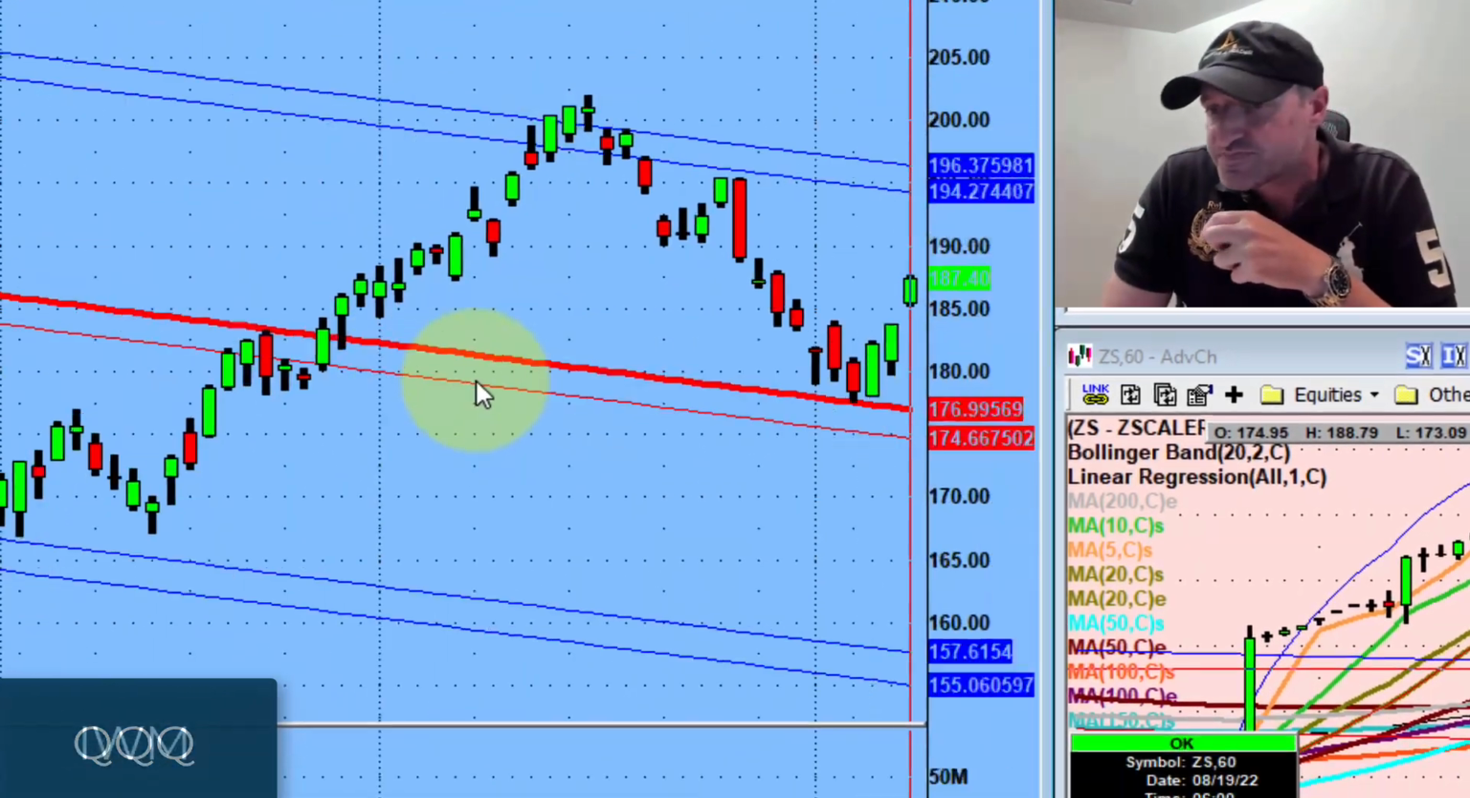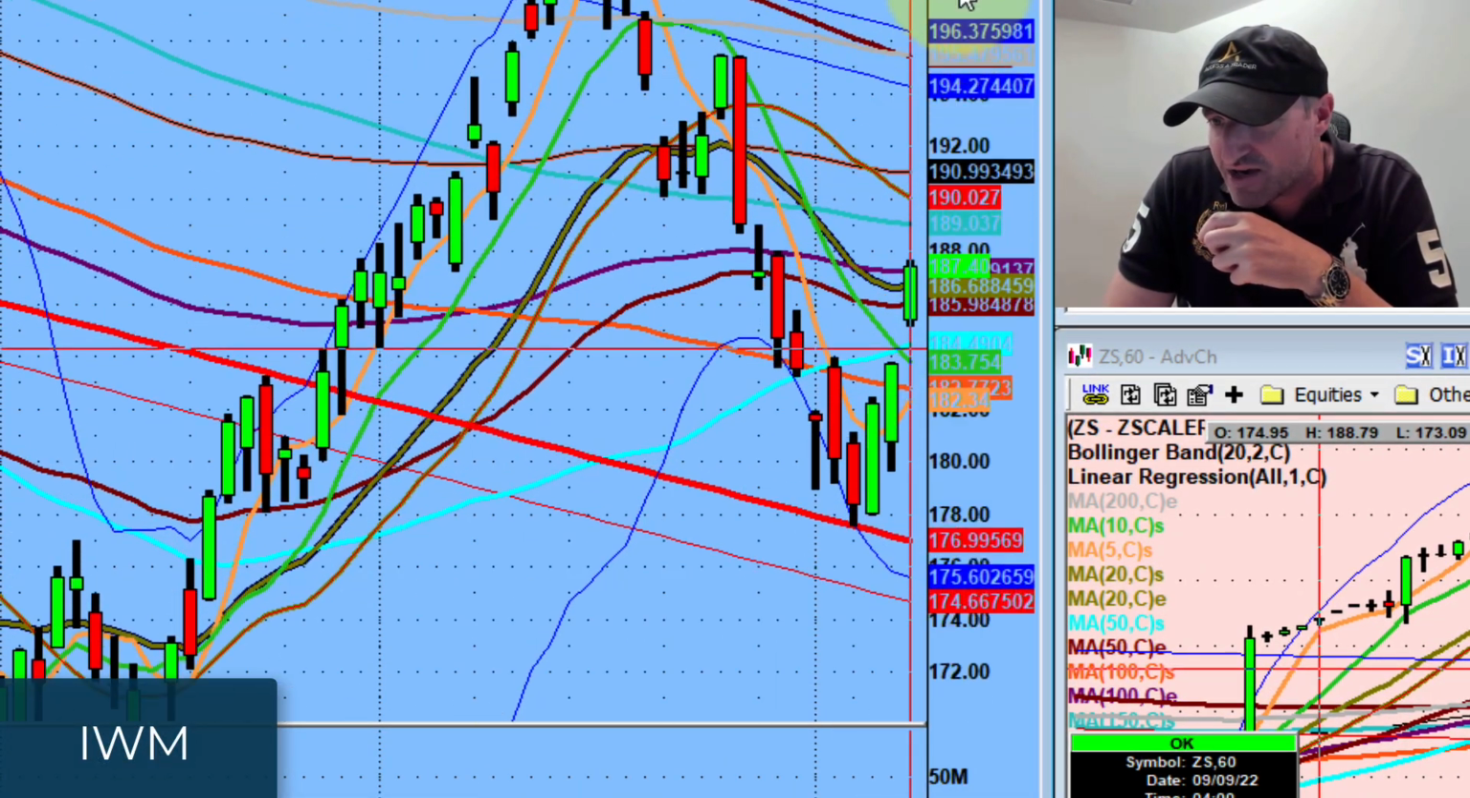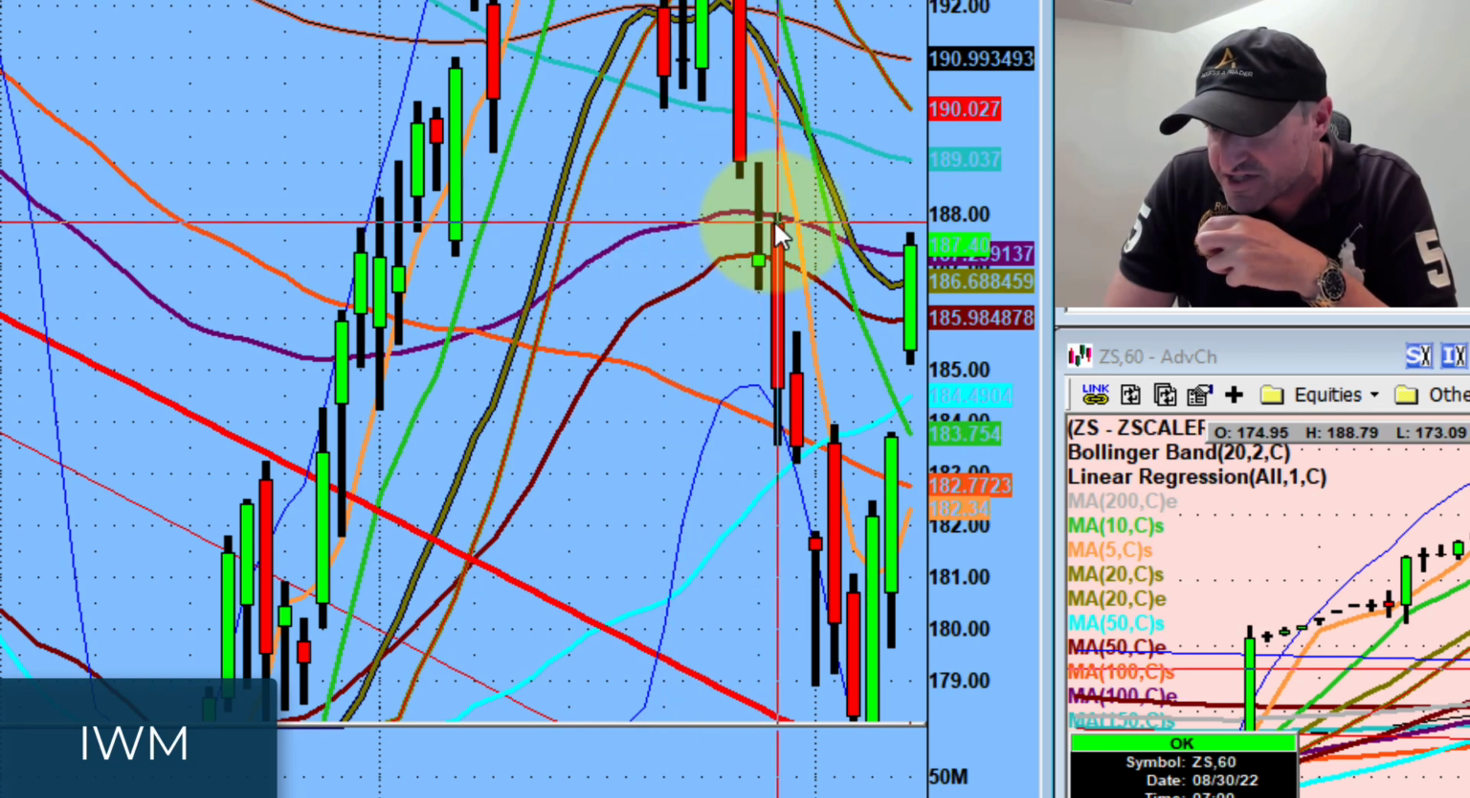The IWM, right? Same thing. It stopped at supply right here. You can see it stopped at the purple line supply, the same place where it stopped here.